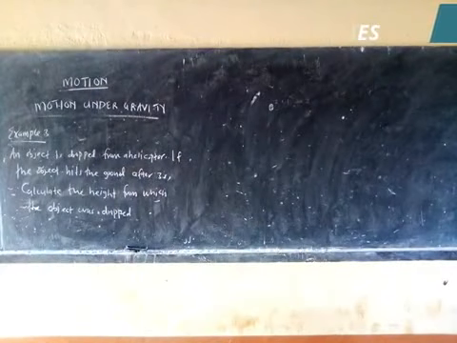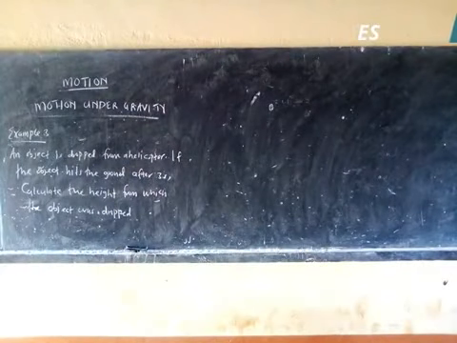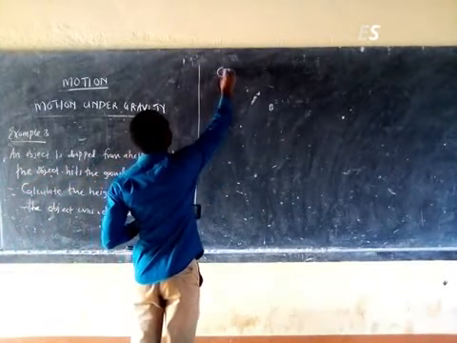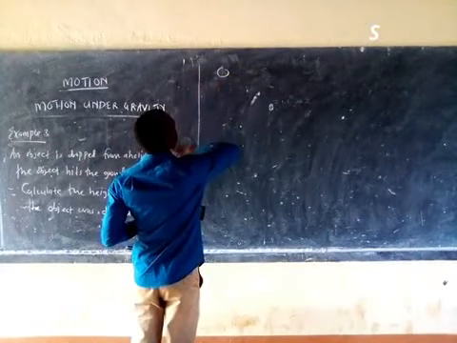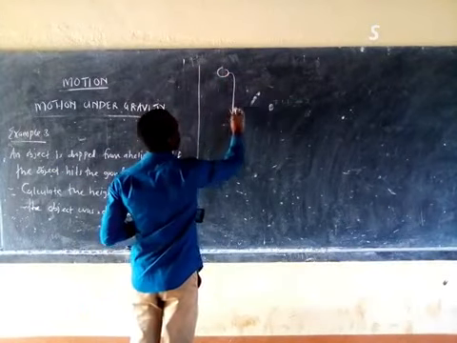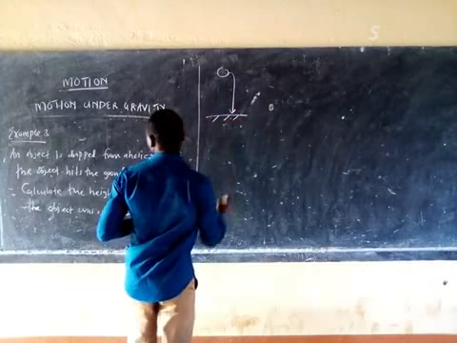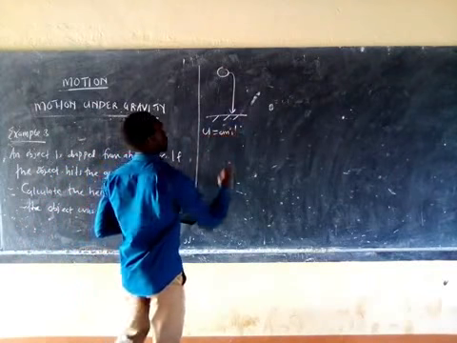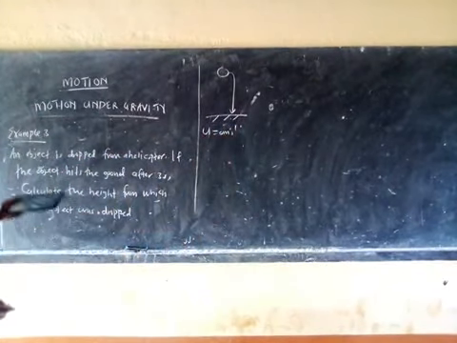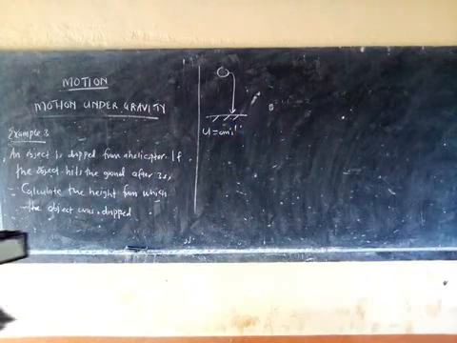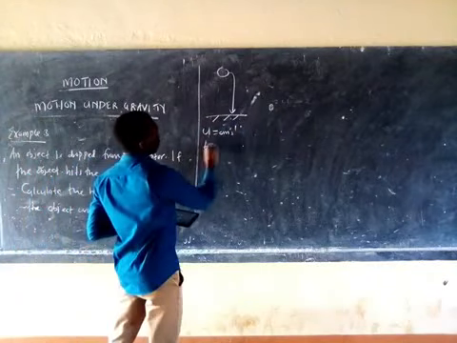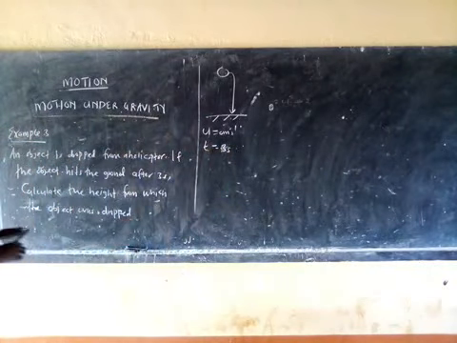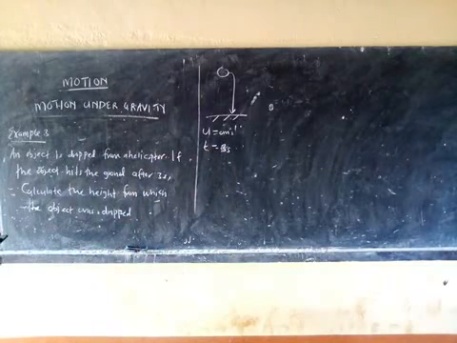They said an object is dropped from a helicopter. Before dropping it, we assume it was at rest. Therefore, U is 0 meters per second. Then they say that the object hits the ground in 3 seconds, which implies the time taken to hit the ground is 3 seconds. Then they say find the height from which the object was dropped.